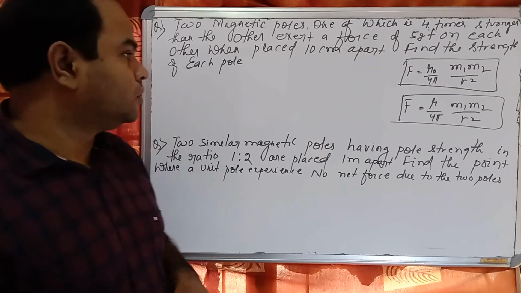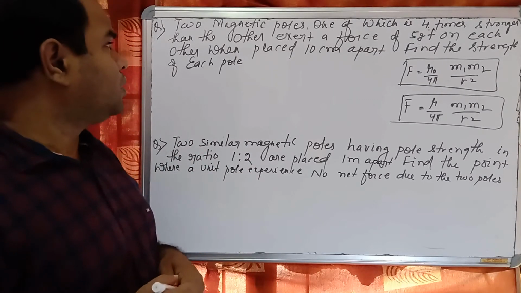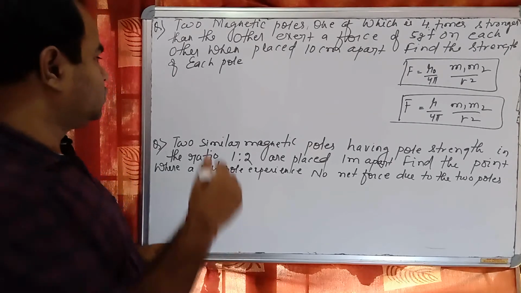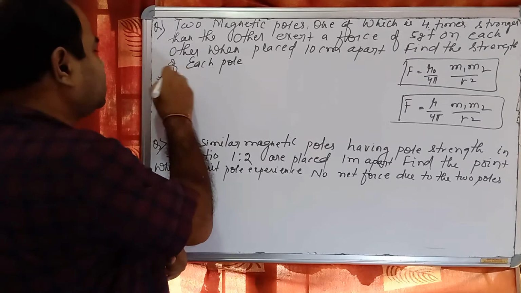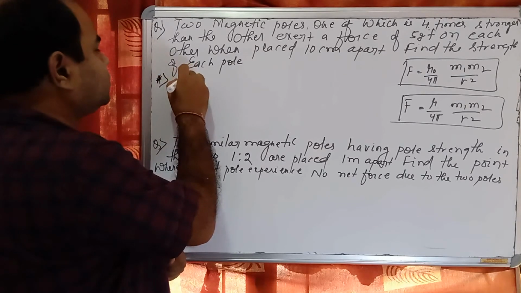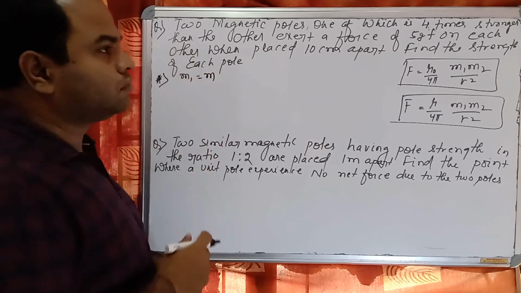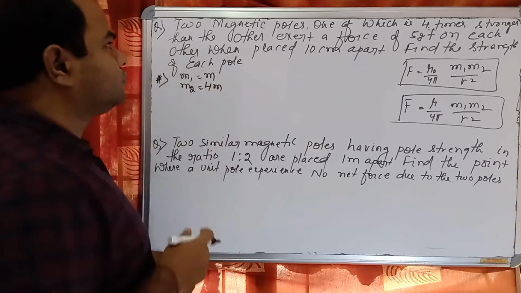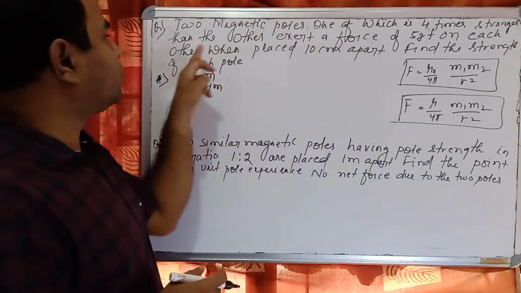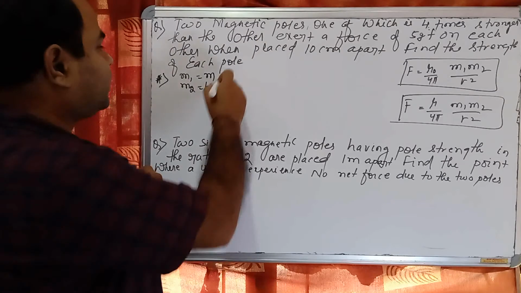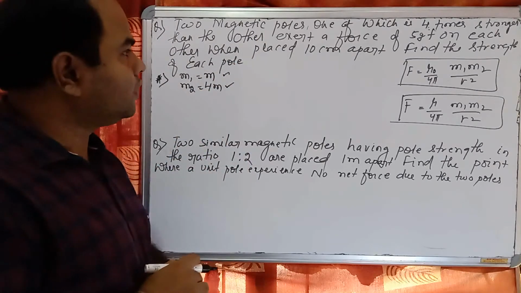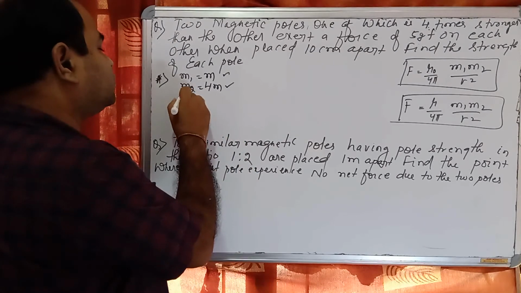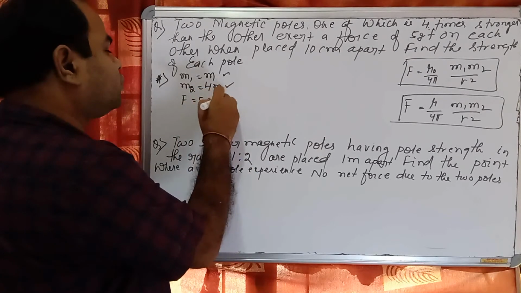So the question is, two magnetic poles, one of which is 4 times stronger than the other. So let us say the first one is m, then the second one will be 4 times m. If one is m, the other is 4m. They exert a force of 5 gram force.